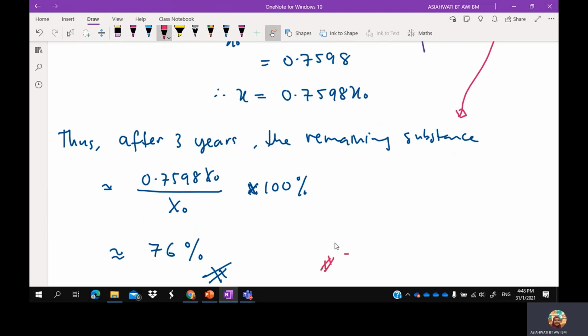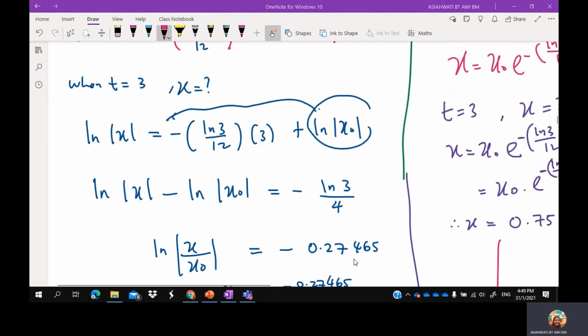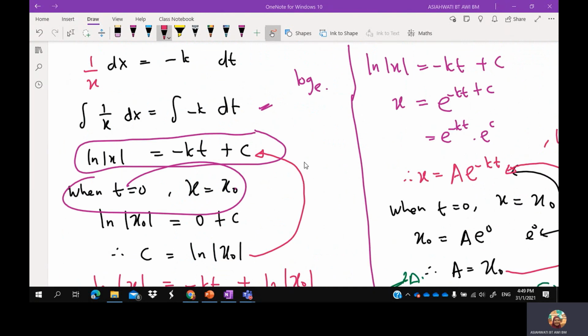Settled. Now you have two methods to solve this type of question. Either use the equation which has ln, or simplify to exponent form before you substitute the info.